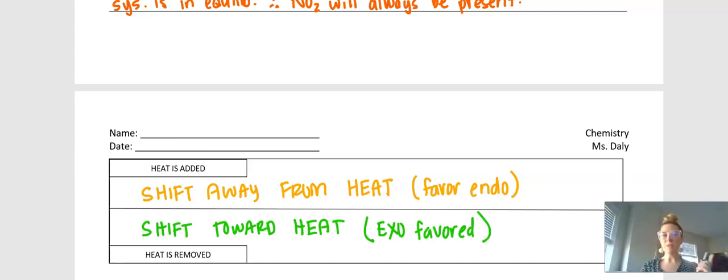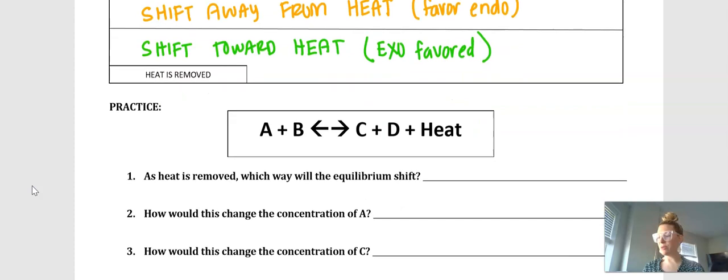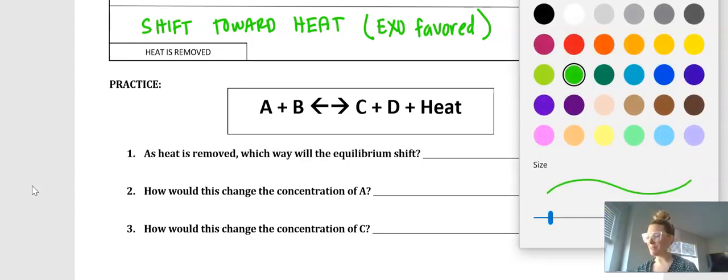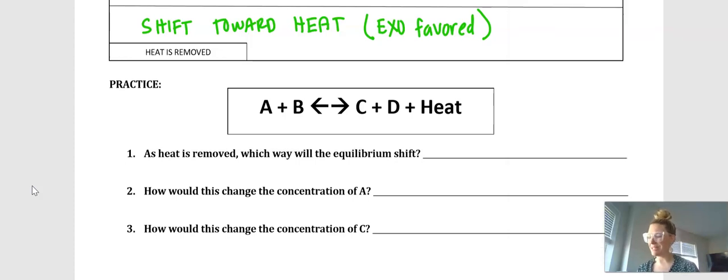Okay, so let's do a quick practice and see if we can determine, based on what we've learned today, how this is going to impact not only our equilibrium shift, but also our concentrations. We're given our general equation A plus B is in equilibrium with C plus D plus heat. As heat is removed, which way will equilibrium shift? If heat is removed, that means we need to produce more heat, meaning our forward reaction is favored. So equilibrium shifts to the right.